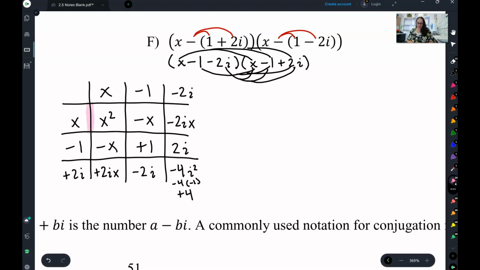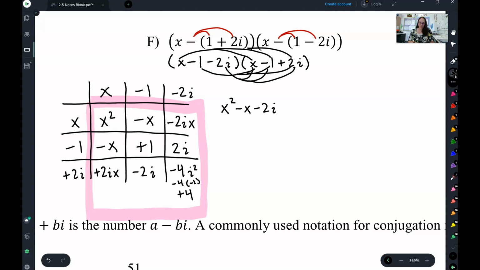Now, this is your answer. We just need to put it all together. So we have x squared minus x minus 2ix. Go to the next row. Minus x plus 1 plus 2i. Go to the next row. Plus 2ix minus 2i plus 4. And that is the same thing you would have gotten if you had done all of these rainbows. This is just a different way to organize your work and think about it.